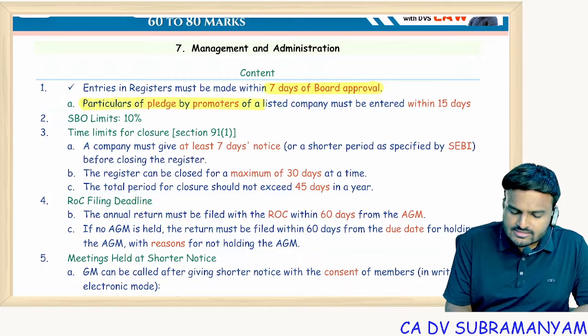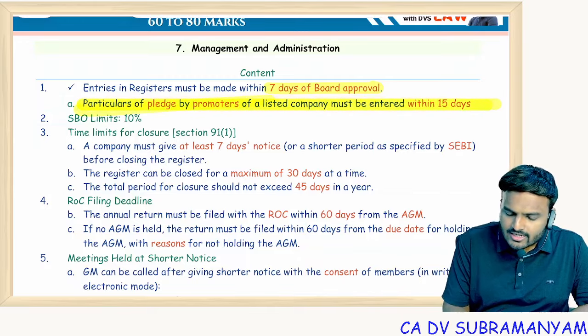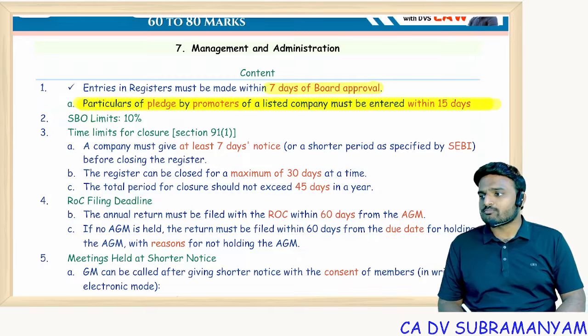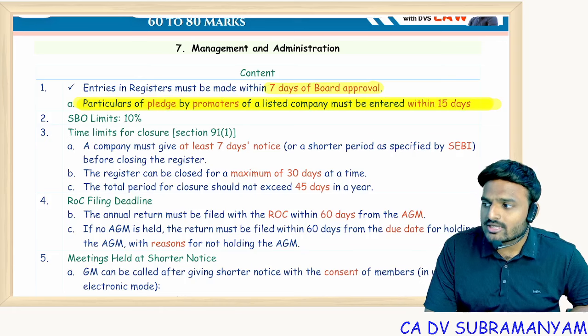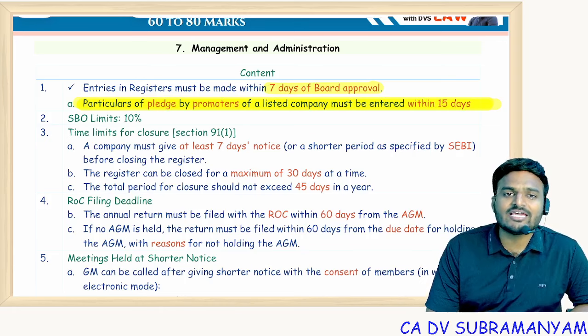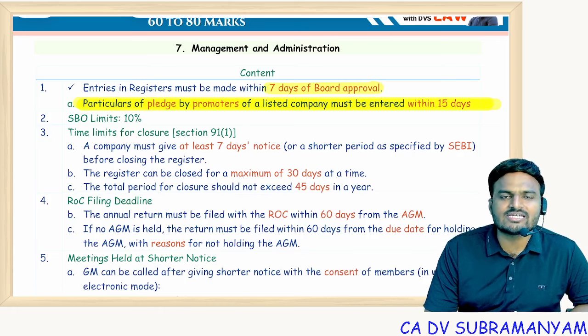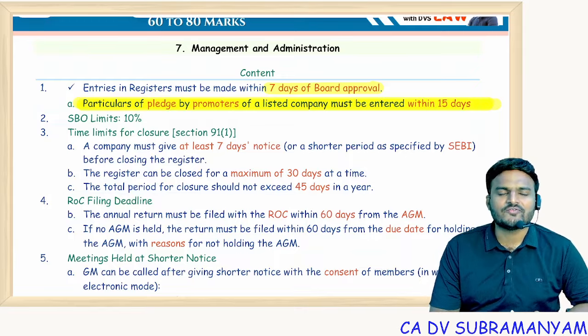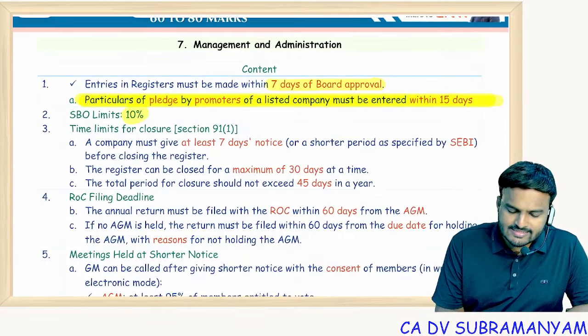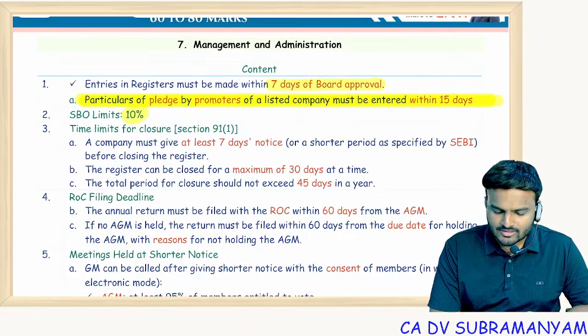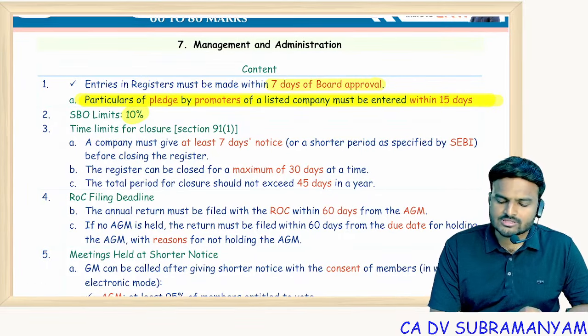And this is an exceptional point. What is this point? If promoters of a listed company create any pledge on their holdings, the same must be updated in the register within 15 days. Within 15 days. SBO limit is 10%, you remember.